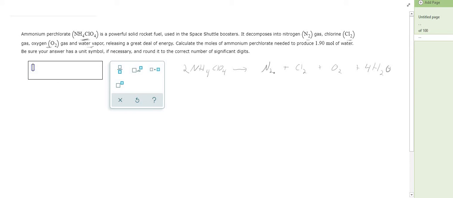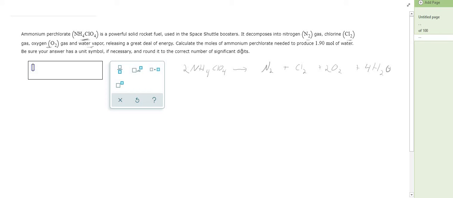Now what about the oxygens? So I have 8 oxygens, 2 times 4 here. I have 4 oxygens here. So if I put 2 right here, that should give me the 8. And so let's just double check. Okay, that gives me 8. I have 8. This should be all balanced. If you're not sure, you can check it yourself, but that should be all balanced.